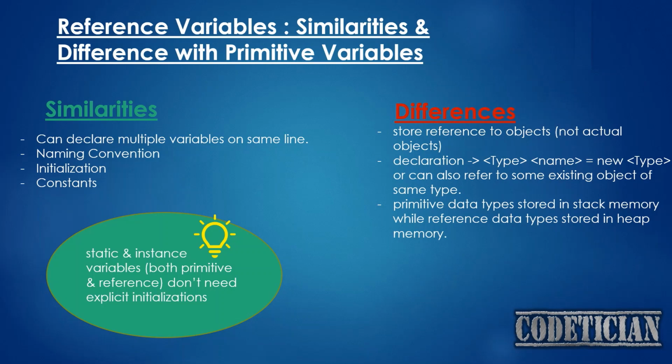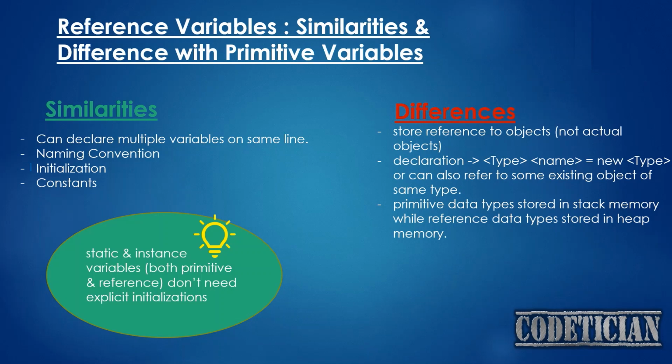Now, what are the similarities and the differences between reference variables and primitive variables? As with primitive variables, we can declare multiple variables of the same type on the same line. Same with reference variables as well. But again, this is not a good practice. The naming convention of the variables is also the same. Whatever rules apply for primitive variables, the same apply here.